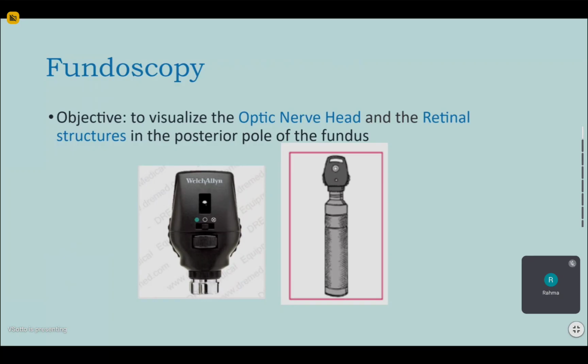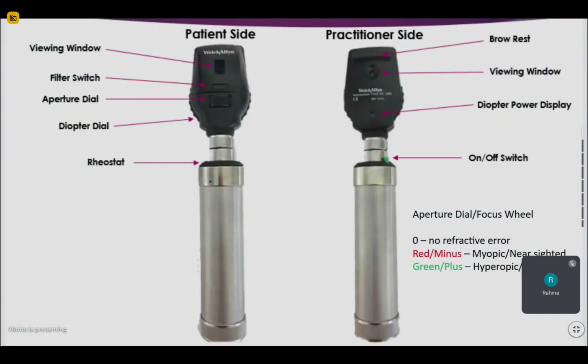So you have your fundoscope. The objective for this is to visualize the optic nerve head and the retinal structures in the posterior pole of the fundus. So we usually use this device. So this is your ophthalmoscope or your fundoscope. These are the parts of your ophthalmoscope. First, in using this one, you have to adjust the dial as to what refractive error you have. So you rotate it to the red or to the minus if you are myopic, and to the green if you are hyperopic or farsighted.